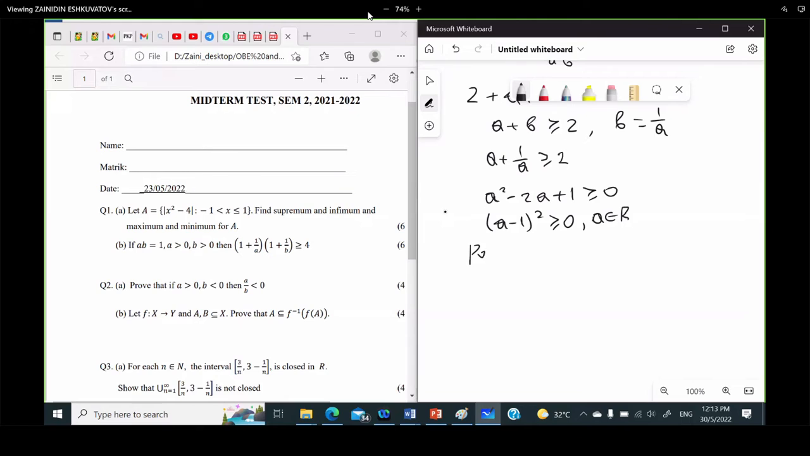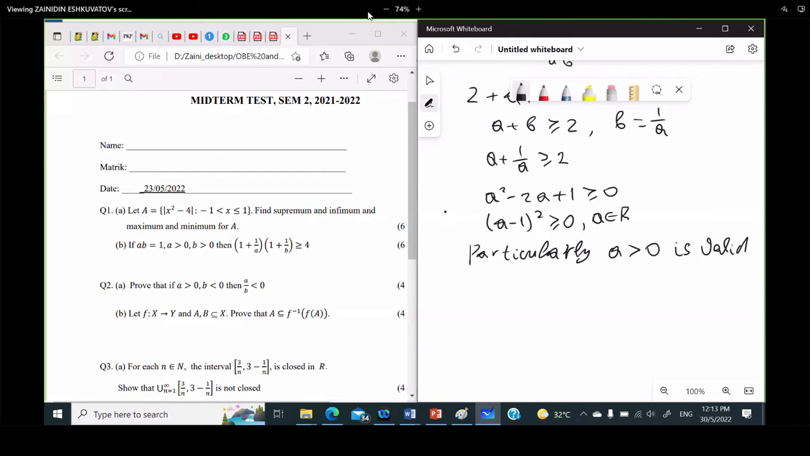Particularly, for strictly positive A it is valid. If it is valid for any A, and particularly A greater than 0, then A plus 1 over A is always greater than 2. Okay, not including 0, because here there is 1 over A.